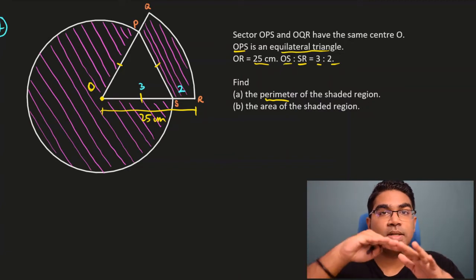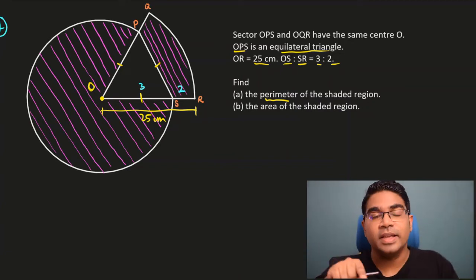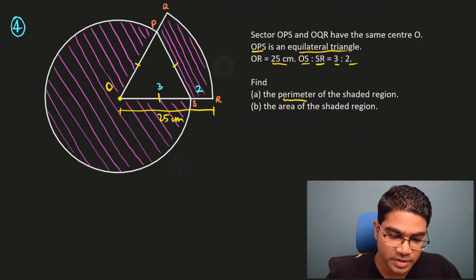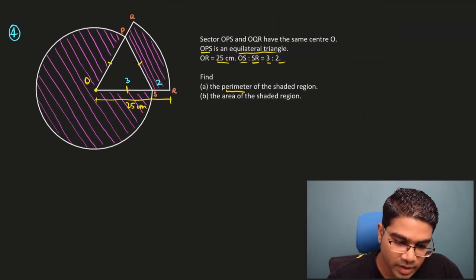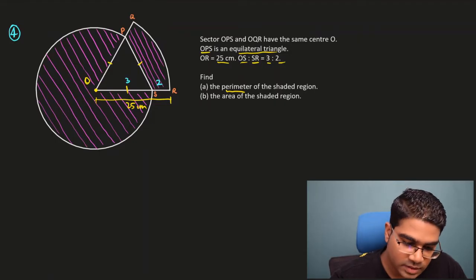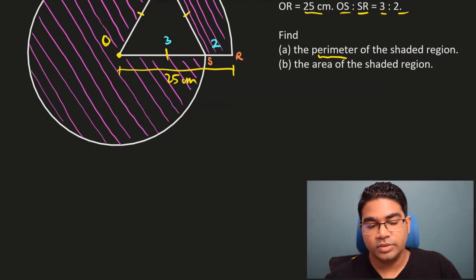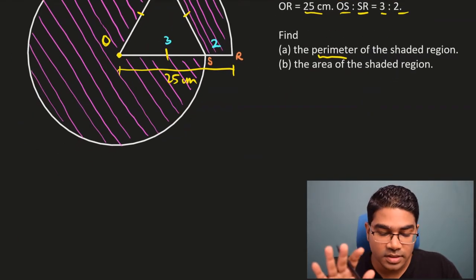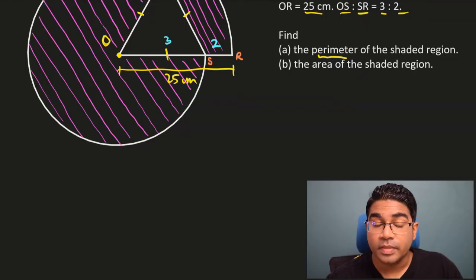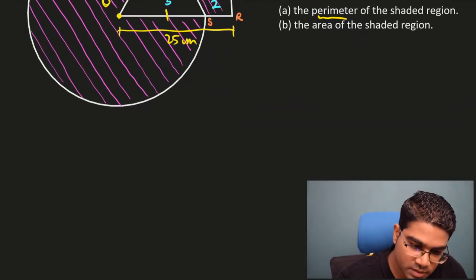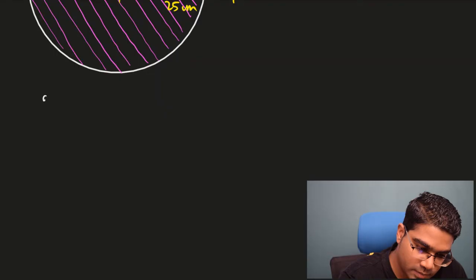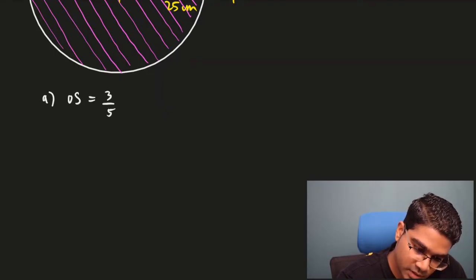Remember, the perimeter is the outer fencing of the shaded region. So let's look at what we need to find. First, let's find OS. OS is part of the perimeter. OS is 3 parts out of 5 parts of OR. Therefore, OS is equal to 3/5 of 25.